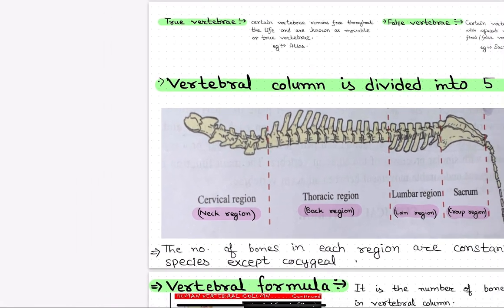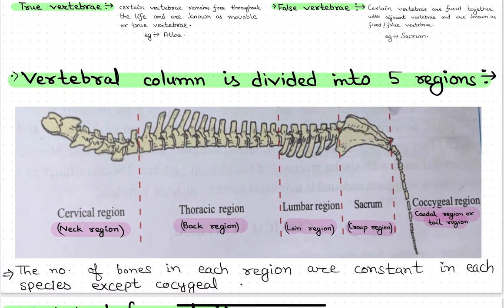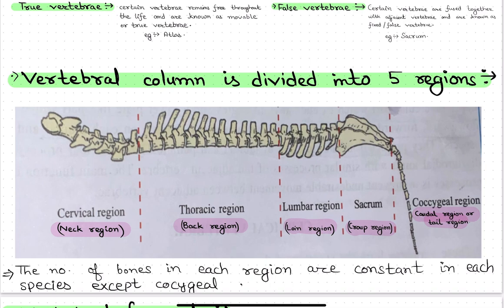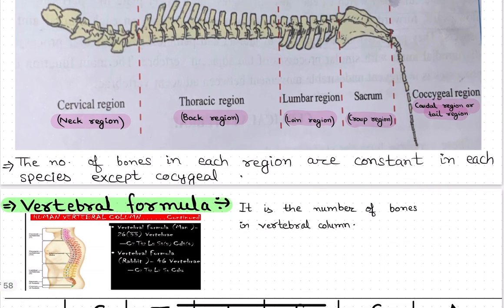Let me revise it again for you. The first portion of the vertebral column consists of cervical bones, which is known as neck region. After cervical region, we have thoracic region, which is known as back region. After thoracic region, we have lumbar region, which is also known as loin region. After loin region, we have croup region, which constitutes sacrum bones. Then after sacrum bones, we have coccygeal bones, which constitute the tail region or caudal region.